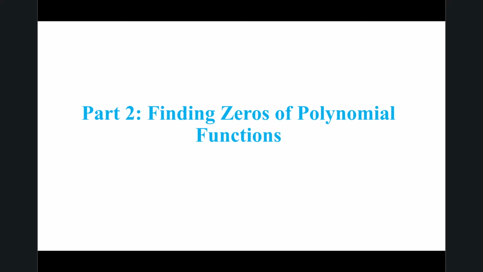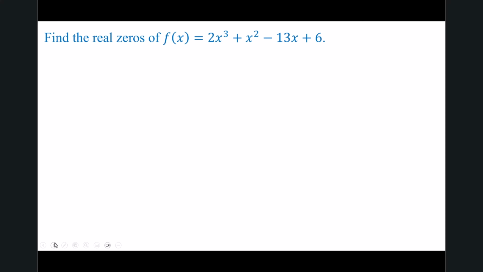Part 2, finding zeros of polynomial functions. Find the real zeros of f of x equals 2x cubed plus x squared minus 13x plus 6. To find the rational zeros, I'm going to use the rational zeros theorem.